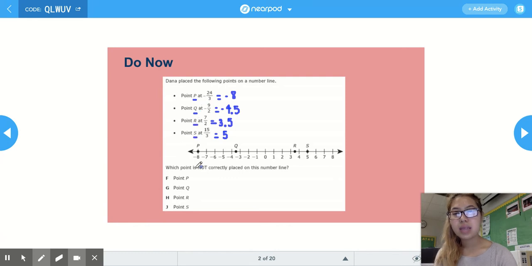So now we have to match each of these points with their values. Point P is at negative 8, so that's correct. So the answer is not going to be F, because that is the correct placement for point P on the number line. Point Q is supposed to be at negative 4.5. Point Q right now, if this is 0, this is negative 1, negative 2, negative 3, would be at negative 3.5. Point R is supposed to be at positive 3.5, so R is correct, so it's not point R. Point S is supposed to be at positive 5, which it is, so our correct answer is that point Q is not correctly placed on the number line.